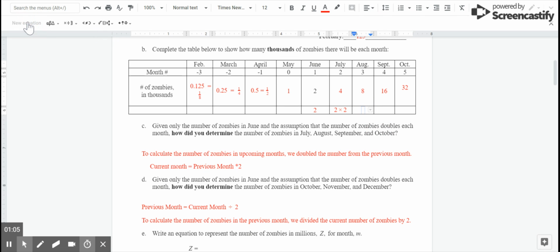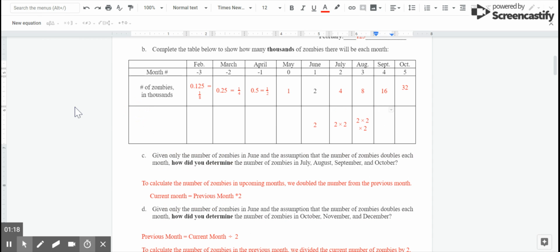My number for August, well, I'm taking my 2 zombies from June, multiplying them by 2 for July, and multiplying them by 2, which brings us to August. The same strategy will work for September. I'm taking my August amount times 2 once again.